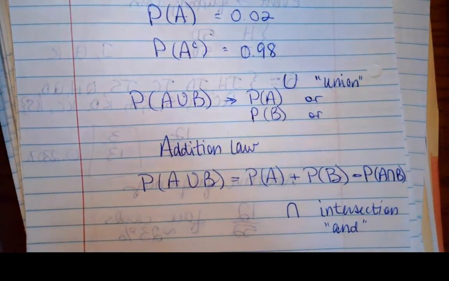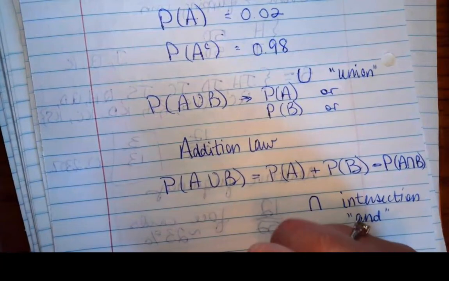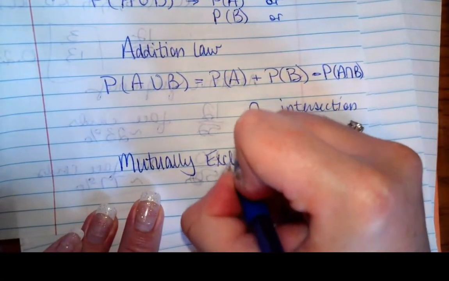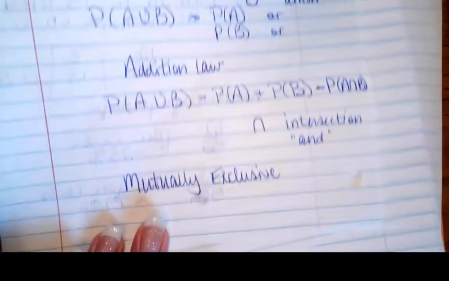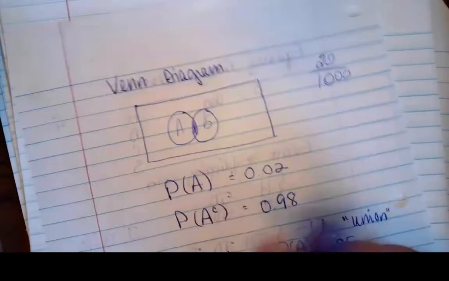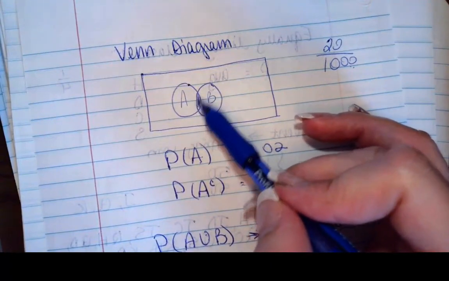I've got my notes on the side, making sure I do all this. So we've done the complement, we've done the Venn diagram, we've talked about union, intersection, and the addition law. Now we want to talk about something that's mutually exclusive. Mutually exclusive means that there is nothing in common, which simply means there's no overlap.